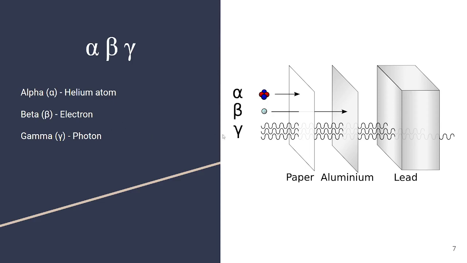Electrons, a lot less massive, about 1,000 times less massive than a proton or a neutron. So they can go a little further, but still not really penetrating. They'll get a few millimeters into your skin, but nothing too crazy. They will affect you more from an outside source than alpha.